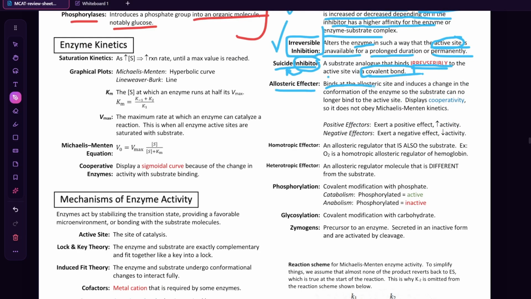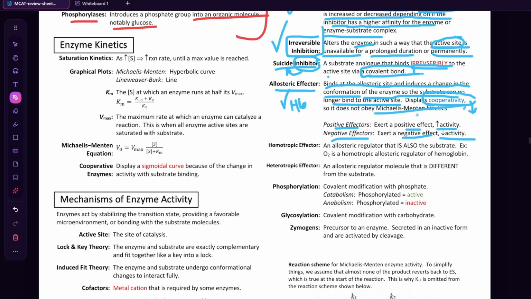An allosteric effector binds at the allosteric site and induces a change in the conformation of the enzyme, so we did talk about that. The substrate can no longer bind to the active site, and it displays cooperativity, so it does not obey Michaelis-Menten kinetics. Positive effectors exert a positive effect, so an increase in activity. Negative effectors exert a negative effect, so a decrease in activity. What does it mean to have a positive effect? This is related to hemoglobin: if one oxygen binding site binds, for example, it would increase cooperativity, so the other binding sites would then bind more readily. You have to understand what cooperativity is and how it works.